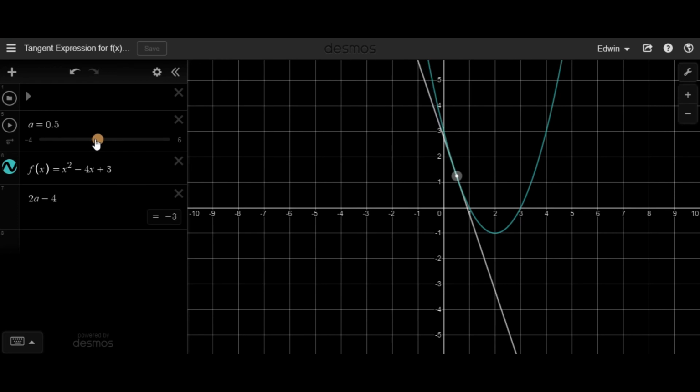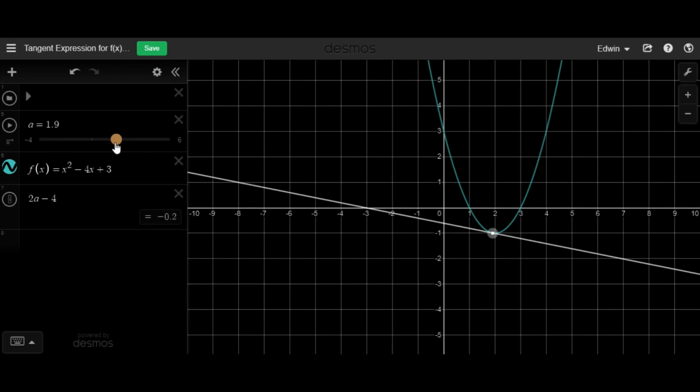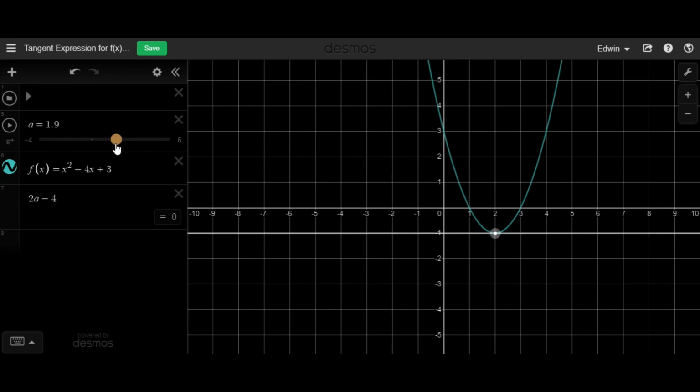And then if we go to a equals 1, which was the next one we calculated, we can see our expression is outputting negative 2. And if we look at our tangent line's slope, it looks like it's going down 2 and over 1. And then the other one that we did, x equals 2. There was the special one. If I can get it to stick, we can see that it actually identified the vertex, the minimum value of our function, because our tangent slope went completely horizontal.